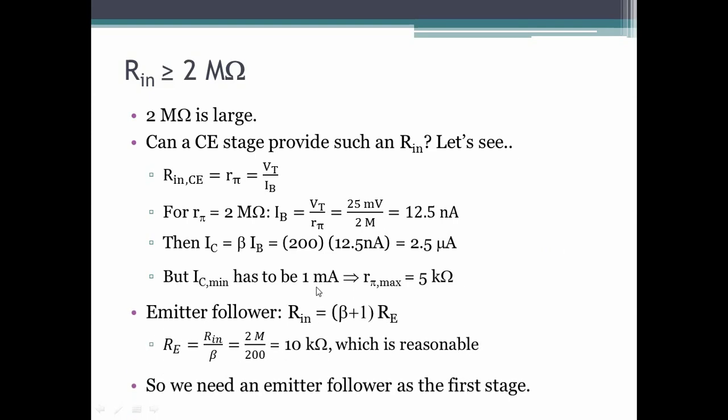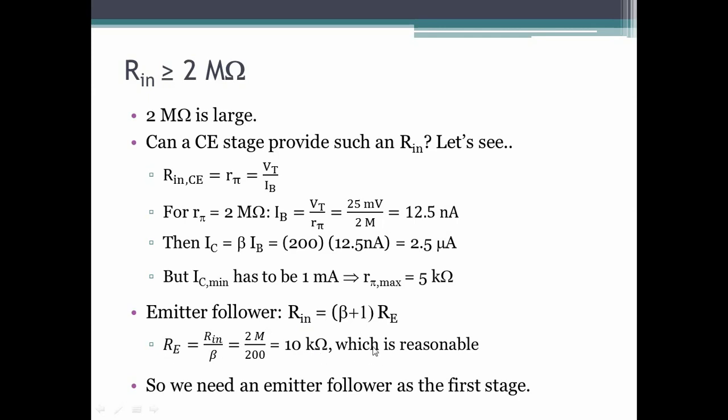What about an emitter follower, a common collector? We know that the input resistance of an emitter follower is approximately beta times Re, where Re is the emitter resistance. We want 2 mega ohms here. So 2 mega ohms by beta 200 gives us 10 kilo ohms. So we need an Re of 10 kilo ohms, which is reasonable.